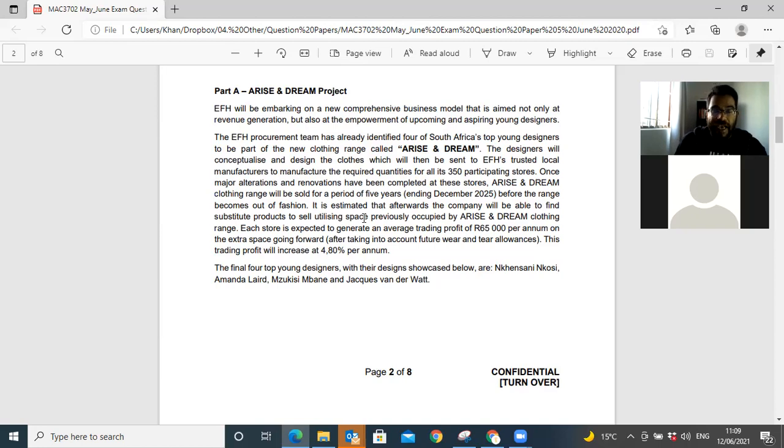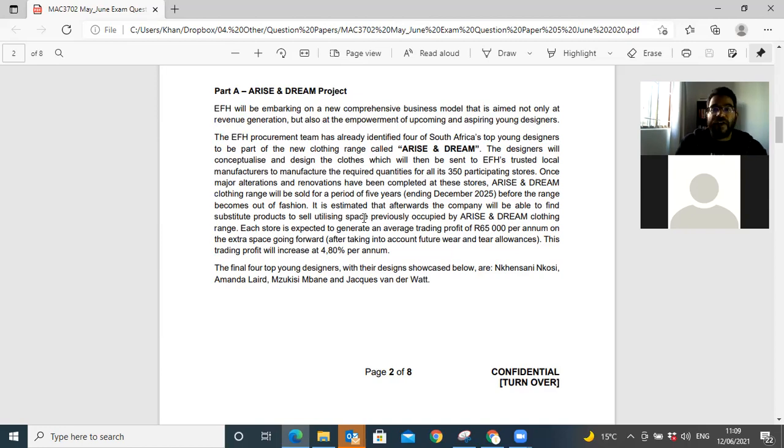So they're spending money on creating that section. When the Rise and Dream project is over, they're not going to leave that section blank, and they're not going to leave it empty. What they're going to do, they're going to find other products that will fill up that range. And they are saying that after the Rise and Dream project is over, so after 2025, from the year 2026, each store using the substitute products will generate 65,000 Rand per annum, and that will grow by 4.8% into the foreseeable future.